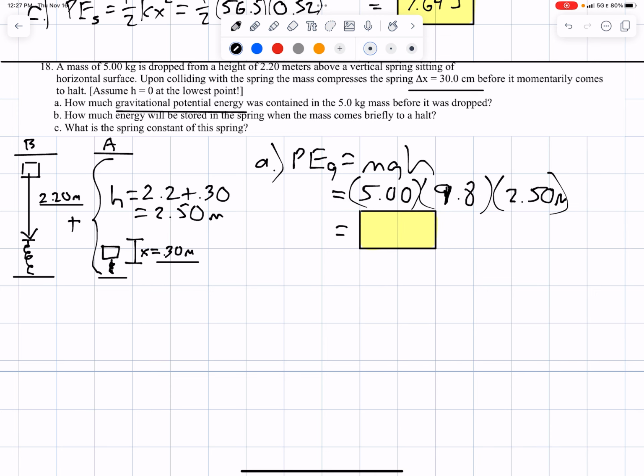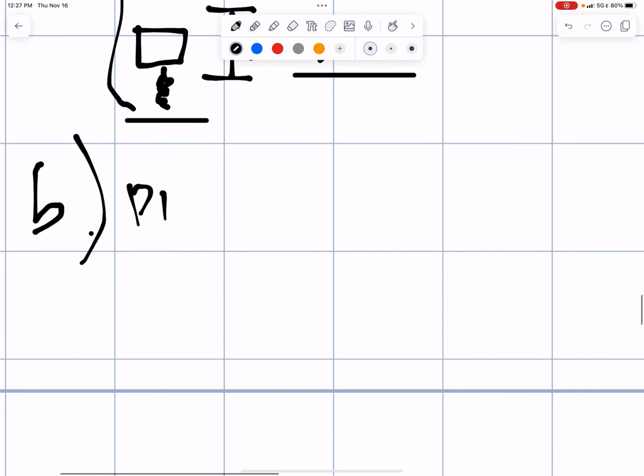Please take a moment to throw that in your calculator. If you do that right, you should get about 123 joules. Part B. What will be the energy stored in the spring when the mass comes to a halt? So basically, the energy stored in the spring by compressing it. Well, that is your spring potential energy, 1/2 times k times x squared.